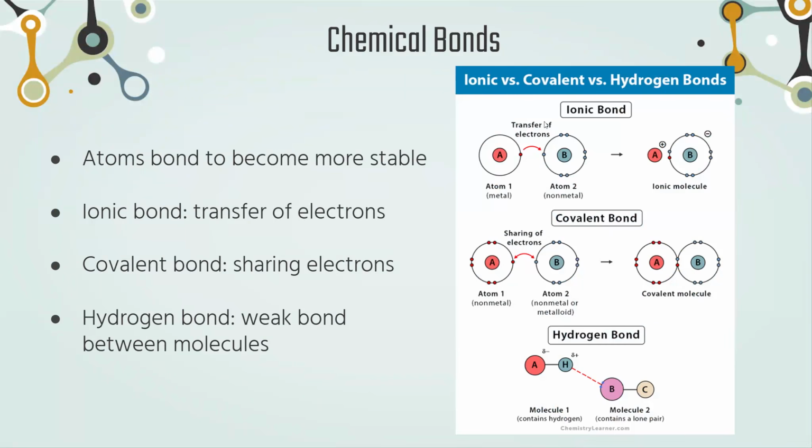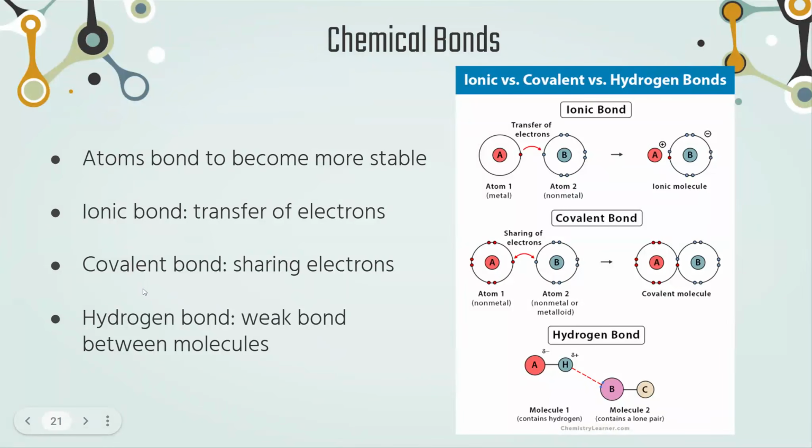Ionic bonds are when two atoms transfer electrons to become charged particles, and that's how they bond, because the positive and negative charges will come together. So in this case, atom 1 will give away an electron to atom 2, and atom 2 will receive an electron, becoming a cation and an anion, positive and negative charge, and they combine to form an ionic bond.